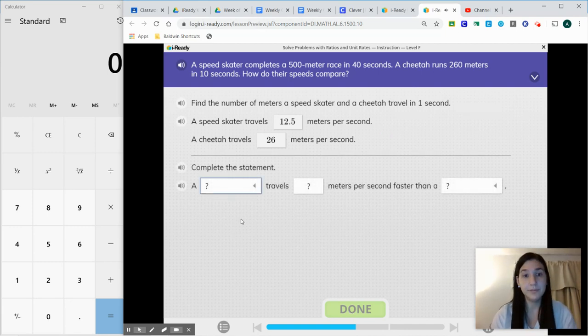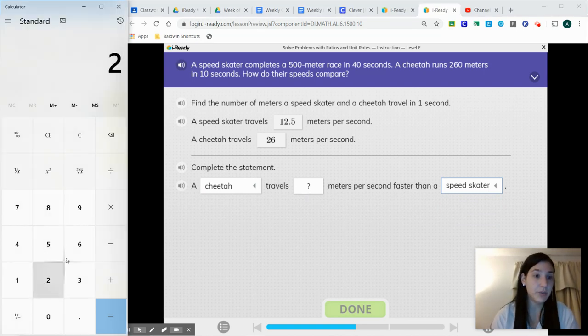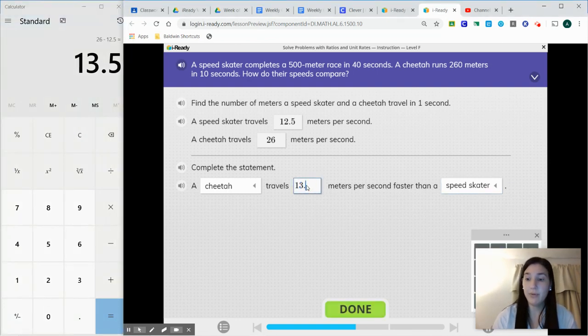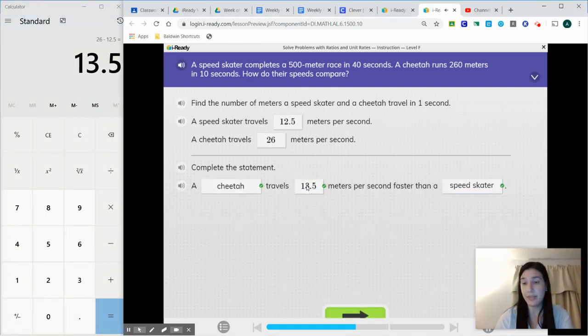Complete the statement. A blank travels blank meters per second faster than a blank. So we know that the cheetah is traveling faster than the speed skater, and to figure out how many more, we're going to subtract. So we're going to do 26 minus 12.5. And we're going to see that the cheetah is traveling 13.5 miles faster than the speed skater.